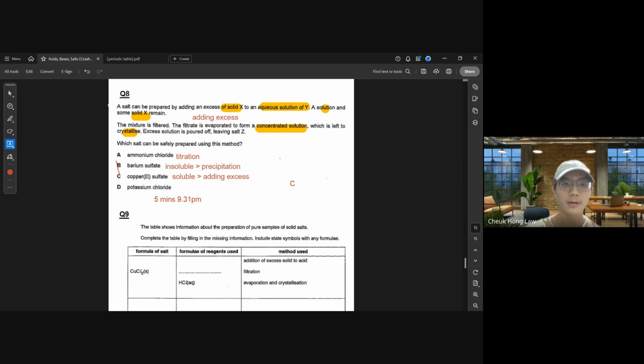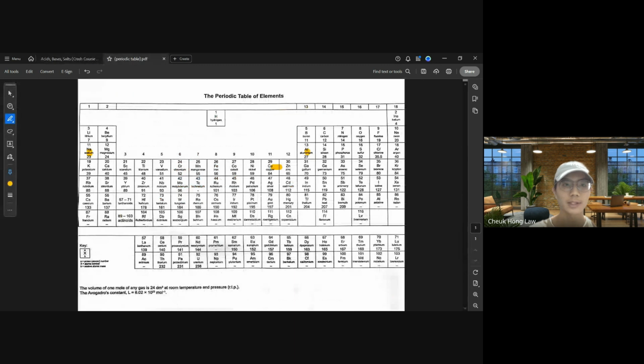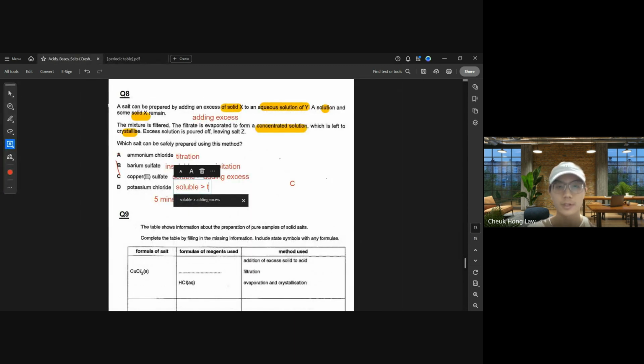Then option D, right? Potassium chloride. Is it soluble? Yes. Does it contain group 1 or ammonium ions? Yes. Potassium, it contains potassium. Potassium is in group 1. So we are going to use titration for this. So D is out. The answer is C.